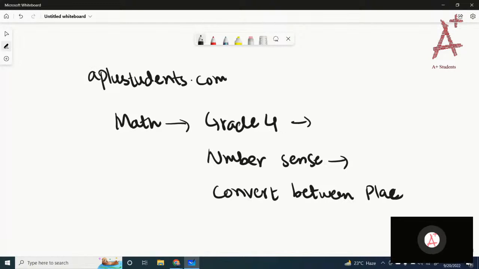So you can find the lessons we are going to do on the A Plus website. Just go to aplusstudents.com. Then log in using your provided email address and password. Then go to maths, scroll down to grade 4, view all lessons. Then the first lesson is number sense, and then click on the continue button. And there you can find convert between place values. So let's start with the first lesson, that is convert between place values.